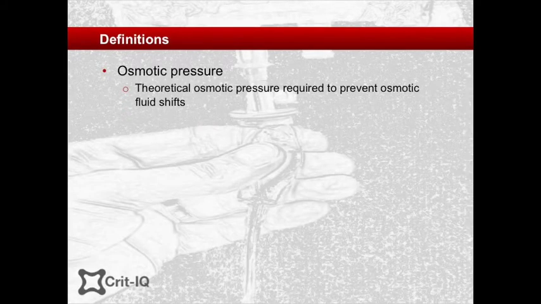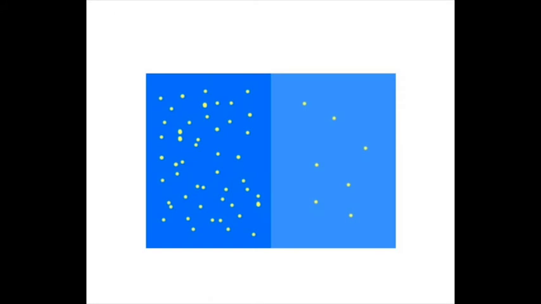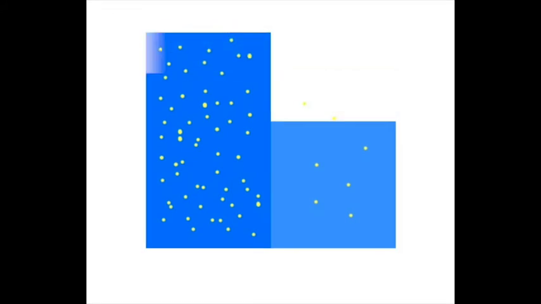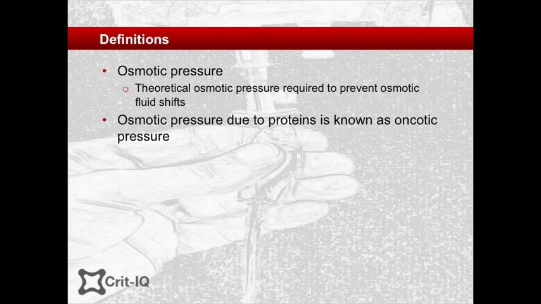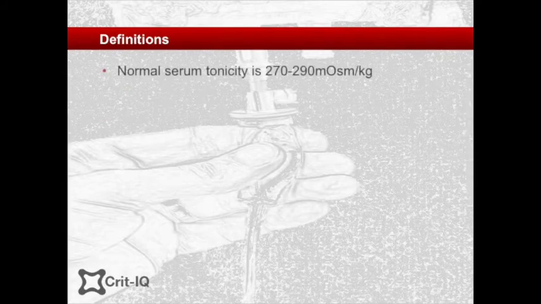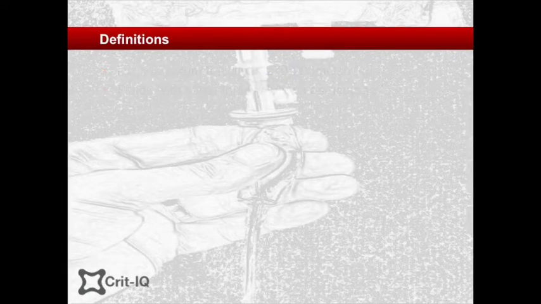Osmotic pressure is the theoretical pressure required to prevent net diffusion of water through a semi-permeable membrane with differing osmolalities of solution on either side. In other words, it is the hydraulic pressure that would oppose osmosis. When referring to the circumstances where proteins are generating the osmotic pressure, the term oncotic pressure is used. The normal tonicity of the blood is 270 to 290 milliosmoles per kilo. Fluids with a similar tonicity are known as isotonic with plasma.